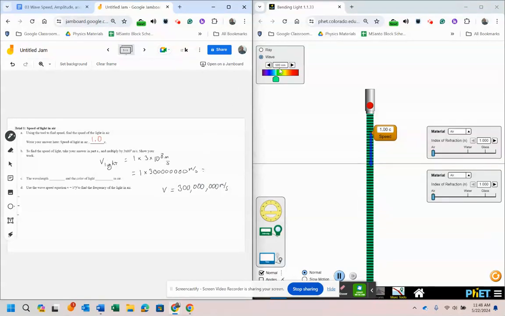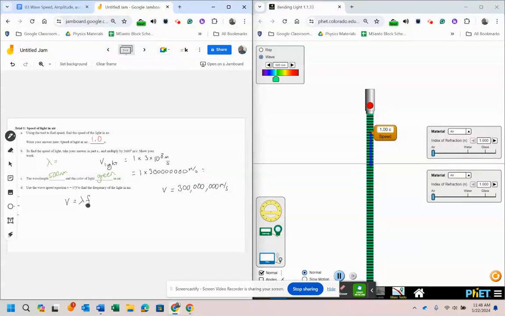Now, also here it says the wavelength of green light is 500. So we're going to put 500 nanometers here, or just 500. And then the color is green. So if you pick a different color, put whatever wavelength you choose. And then we're going to use the wave speed equation. So this would be the wavelength here to figure out the frequency. So this is going to be V equals lambda times frequency.